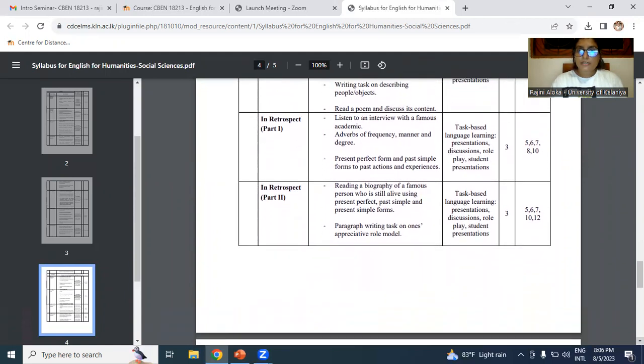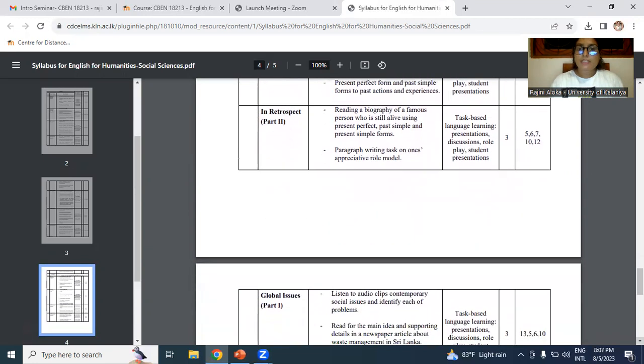Next, we have in retrospect, part 1. Listen to an interview with a famous academic, adverbs of frequency, manner, and degree, present perfect form and past simple form to past actions and experiences.